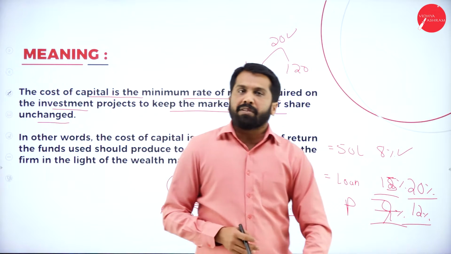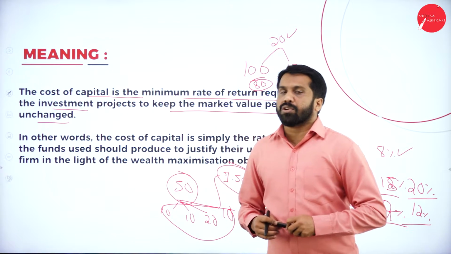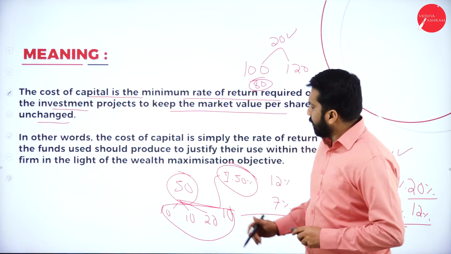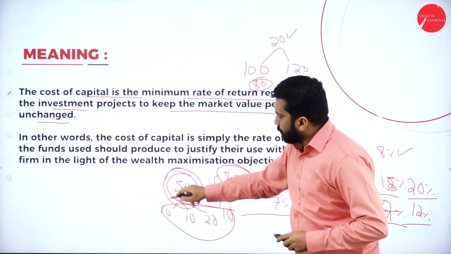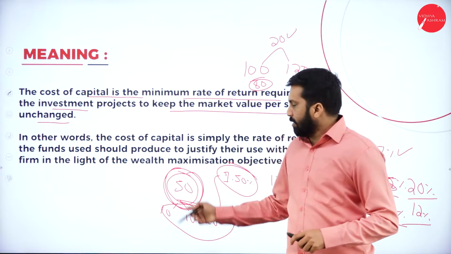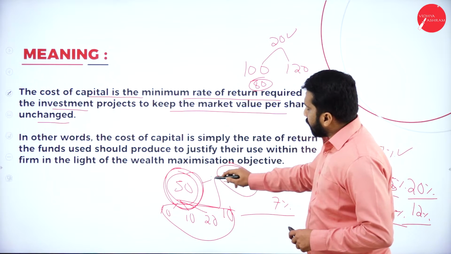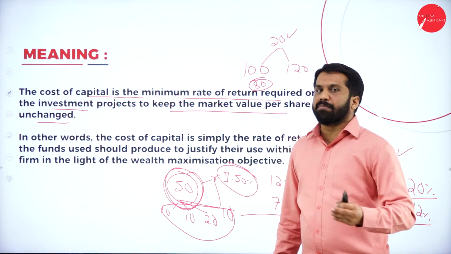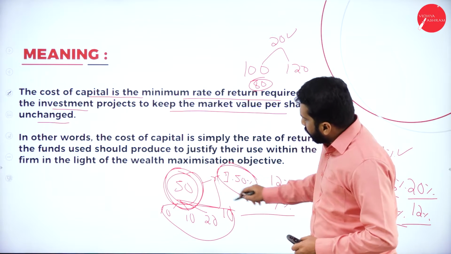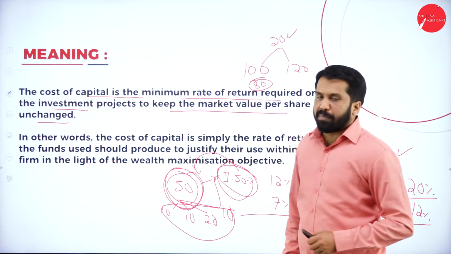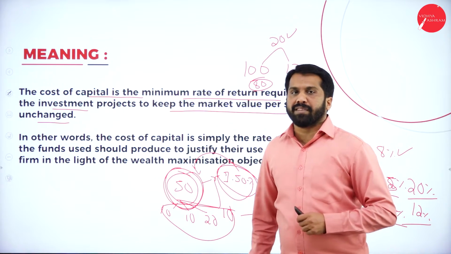So, this kind of calculation we call cost of capital. What is capital? Your investment into the business, 50 lakh, that is your capital. What is cost? You are paying 1,50,000 interest every month or per annum. So this is your cost of capital. This all talks about cost of capital.